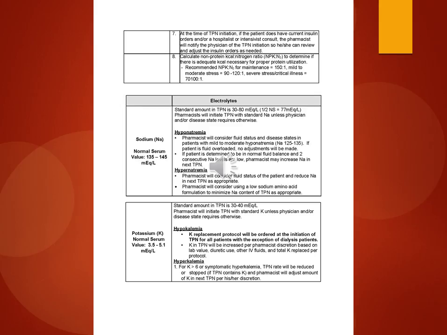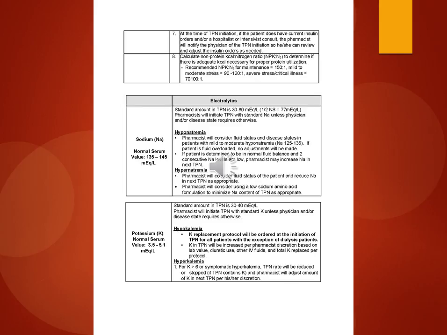Standard amount in TPN is 3280 mg per liter; 1/2 NS equals 77 mg per liter. Pharmacists will initiate TPN with standard Na unless physician and/or disease state requires otherwise. Hyponatremia: pharmacist will consider fluid status and disease states in patients with mild to moderate hyponatremia, Na 125 to 135. If patient is fluid overloaded, no adjustments will be made.